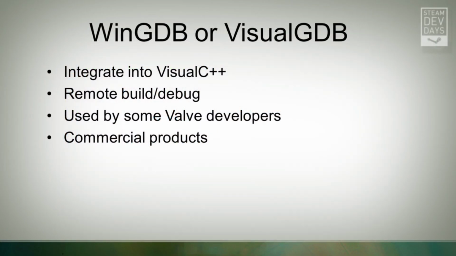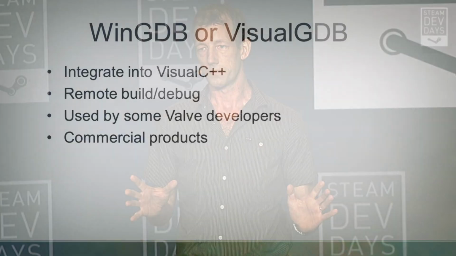A couple of other options are WinGDB and Visual GDB. These are Visual Studio extensions. If you've done development on an Xbox 360 or, well, I don't know what PlayStation 3 development is like, but probably similar, you're familiar with this concept. It's remote debugging, remote building. You're running the compiler on your Linux machine, but it feels like you're running it on your Windows machine.